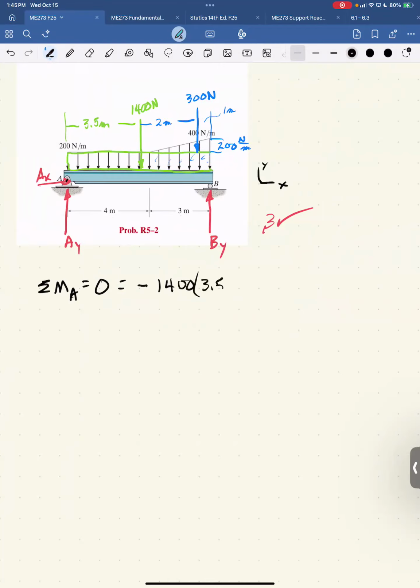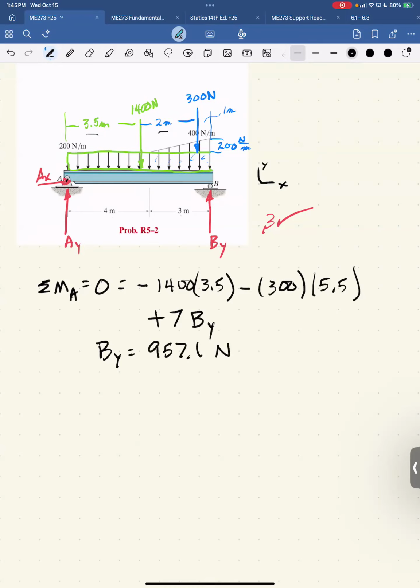Likewise, the 300 Newton resultant force for that triangle wants to go clockwise. So it's also a negative moment. So minus 300 times its distance from A, which is 3.5 plus 2 or 5.5. And then there's the reaction at B, which is 7 meters away. It wants to go counterclockwise, so it's positive, so plus 7 BY. Solve for BY, 957.1 newtons.